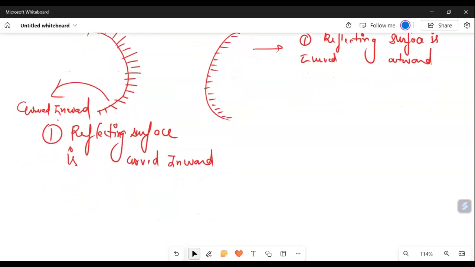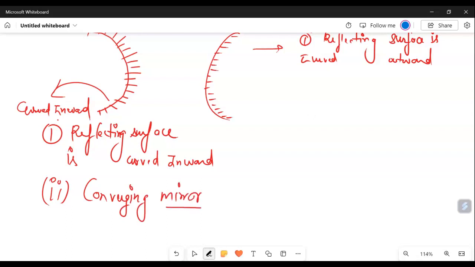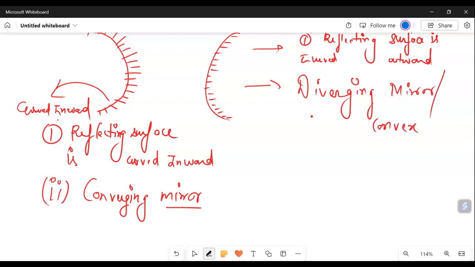And the concave mirror converges the light rays because of the inward curve, so it is also called a converging mirror. And this one is called a diverging mirror because it diverges the light rays. Diverge means फैलाना. Converge means एक तरफ अंदर के साइड converge करना. The diverging mirror is your convex mirror.